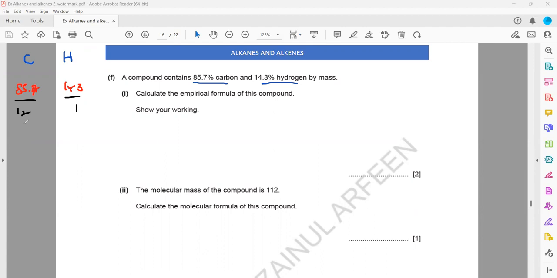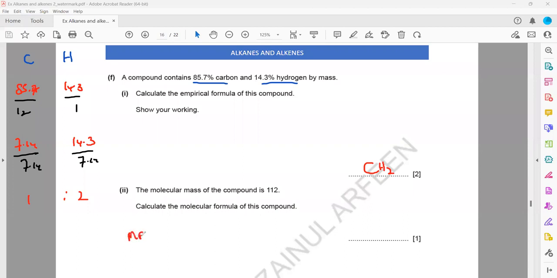What's the answer? 85.7 divided by 12 is 7.142, so 7.14. And this will be 14.3. Then we divide by the smallest value in the combination, so we divide both of them by 7.14. What's the answer? This one will be 1 and this one ratio 2, so 1:2. So the empirical formula is CH2. Then the molecular formula we need.